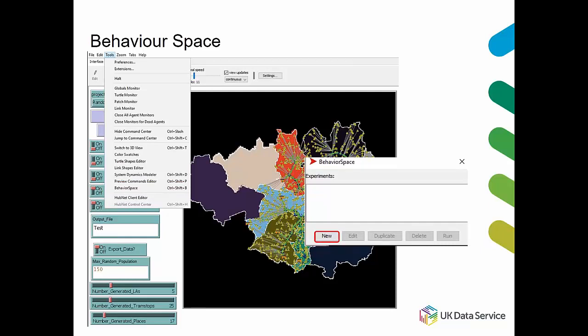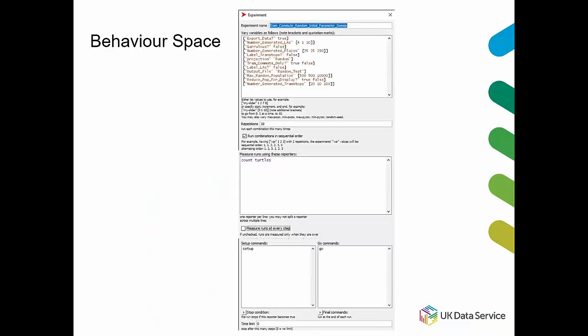You set up a new experiment by clicking new. Obviously we don't have any yet because I'm showing you how to set them up. So you click new, and it opens up a window like this. You will have to set a name for the experiment. Try and be descriptive because otherwise you'll confuse yourself.